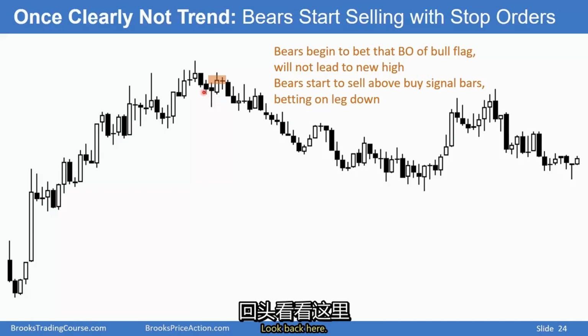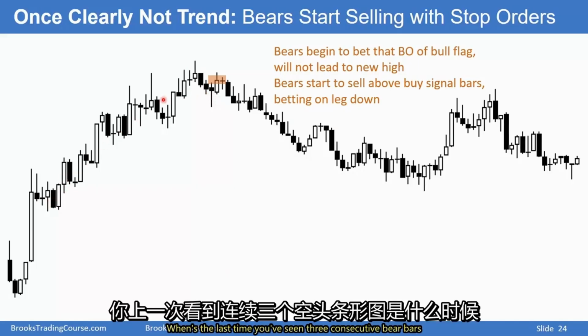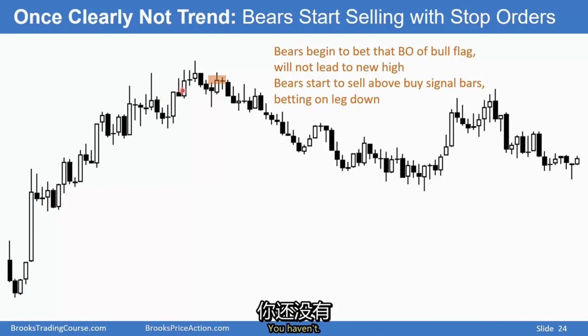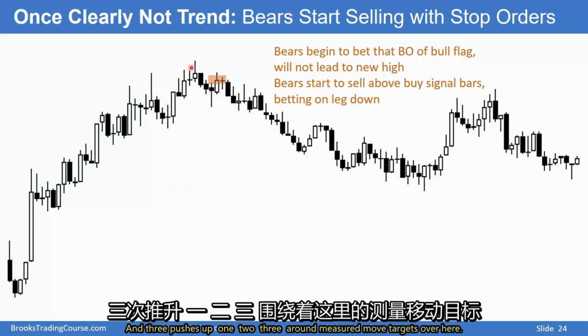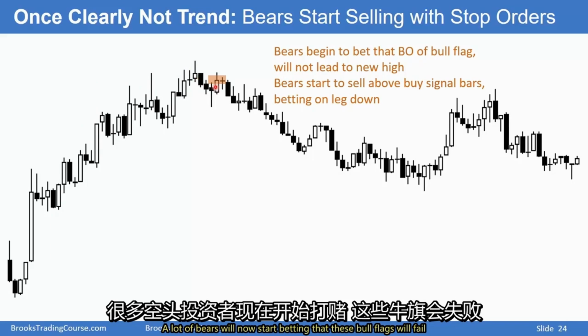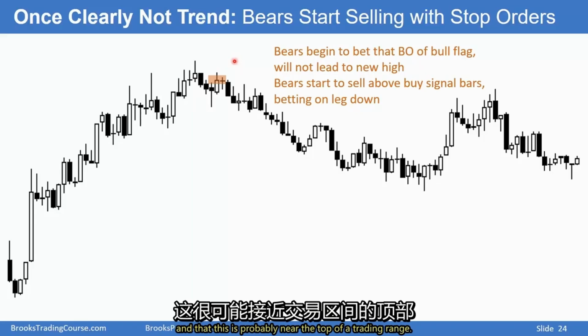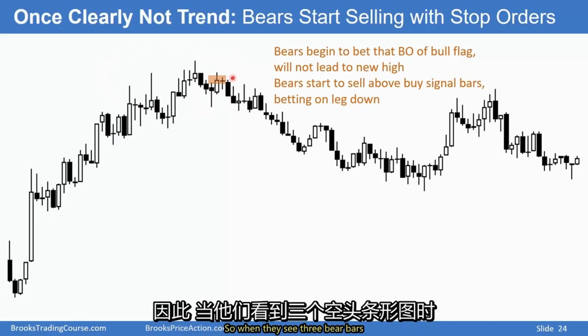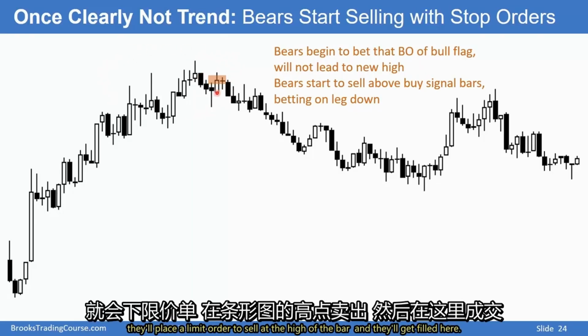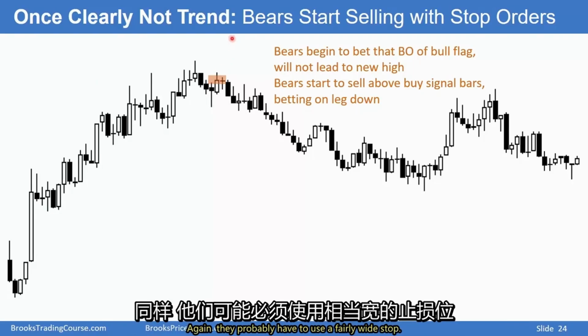Three consecutive bear bars. Look back here. When's the last time you've seen 3 consecutive bear bars? You haven't. And 3 pushes up, 1, 2, 3, around measured move targets over here. A lot of bears will now start betting that these bull flags will fail and that this is probably near the top of a trading range. So when they see 3 bear bars, they'll place a limit order to sell at the high of the bar and they'll get filled here. Again, they probably have to use a fairly wide stop.